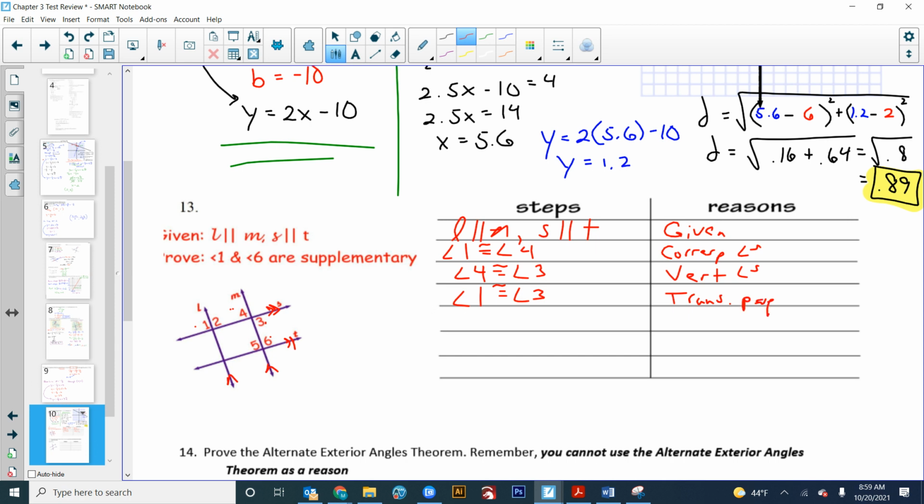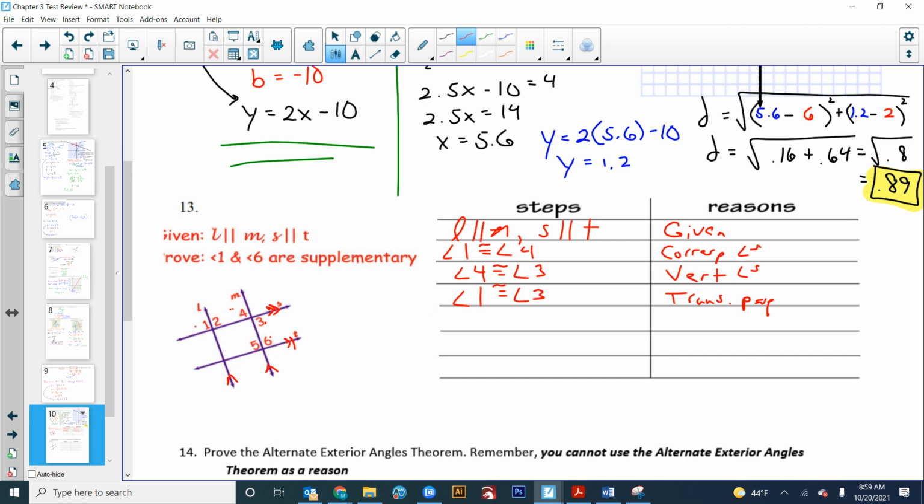Not transversal, transitive property. Some people are still putting transversal property there. Also, some people are putting substitution there, and I let it slide on the quiz. I corrected you a couple times now. Transitive property is used for congruence. Substitution is not used for congruence. So if you're going to say 1's congruent to 4, 4's congruent to 3, so 1's congruent to 3, that is the transitive property.